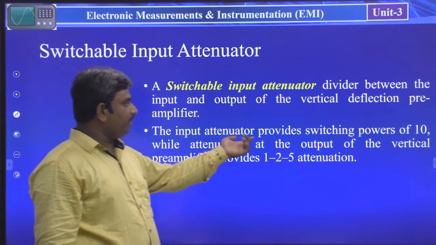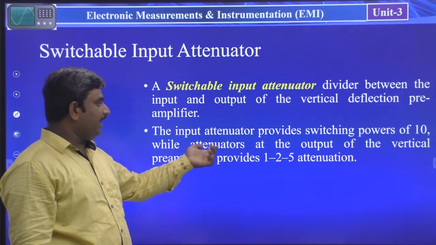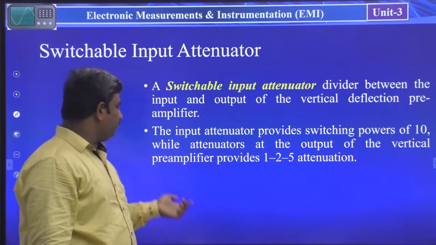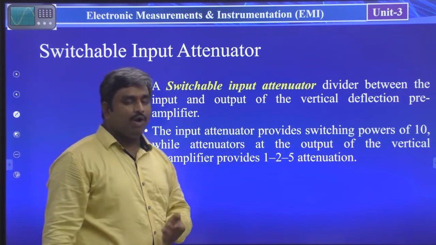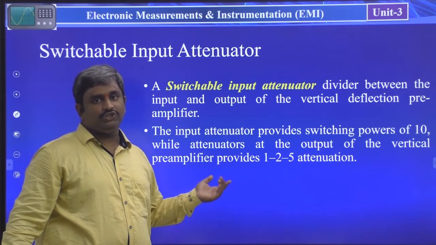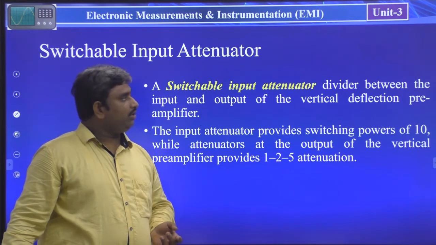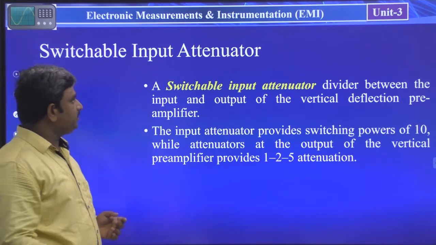The input attenuator provides switching in powers of 10, while attenuators at the output of the vertical preamplifier provide 1 to 5 attenuation. So these are the different attenuation levels we are providing in the switchable attenuators. Okay, so these are the 3 topics we have seen.